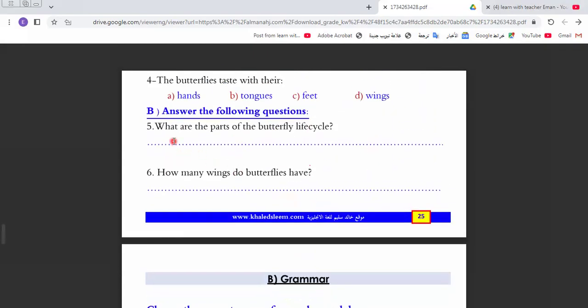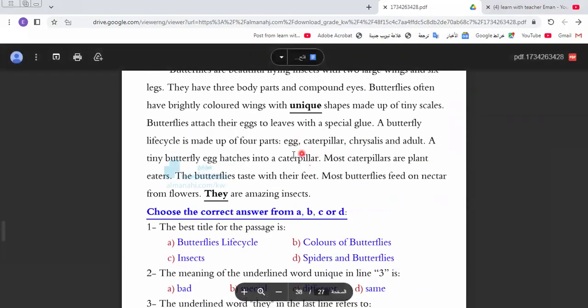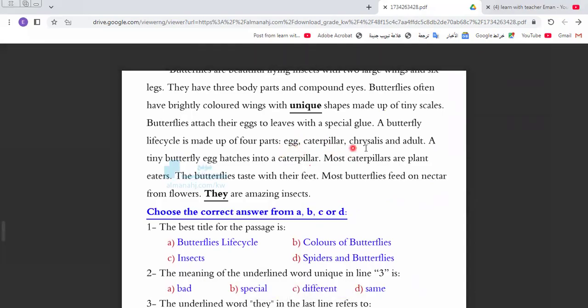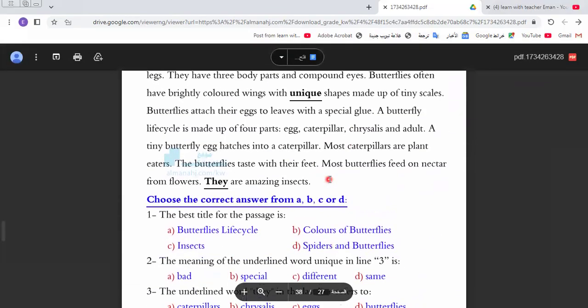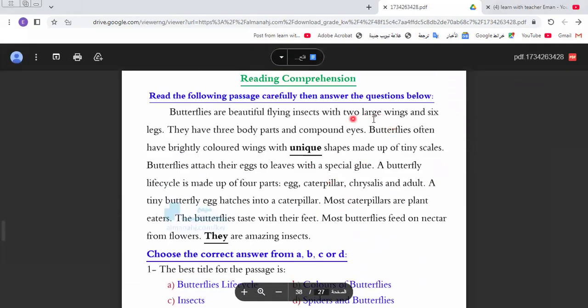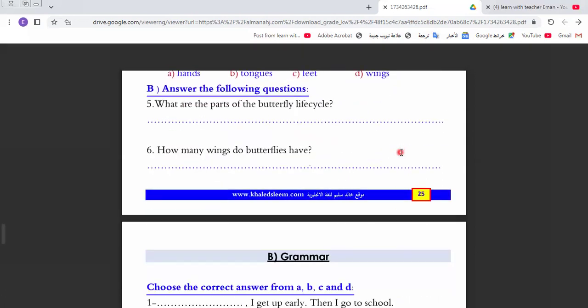Let's go to another one here. What are the parts of the butterfly life cycle? As we know here in this text: egg, caterpillar, chrysalis, and adult. How many wings do butterflies have? As we know here, 2 large wings.